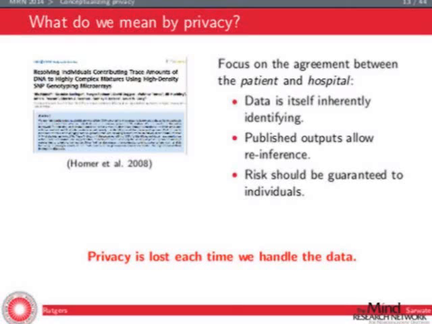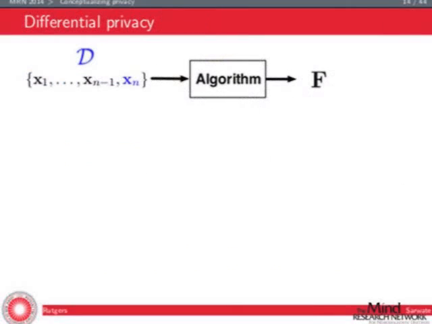So privacy is lost every time we handle the data. Every time I do a computation on the data and publish something, I'm losing something, and I want to know what that something is. Privacy is really a property of the data processing algorithm itself. It's not a property of the data set. I can't say this data set is private and this data set is not private. What I can say is this way of handling the data is private, or more private than this other way of handling the data. So let's formalize that.